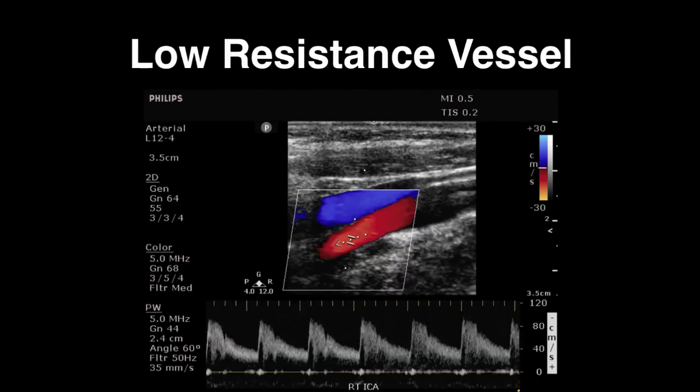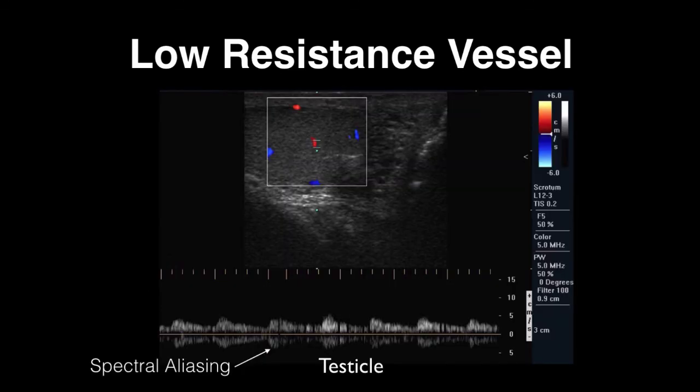Here we have a low resistance vessel, the internal carotid artery, and here you can see the different spectral waveform. You've got your peak systolic velocity, here's your end diastolic velocity, and you can see that there's a greater degree of forward flow during diastole here, and that's what you would expect. Here's another low resistance vessel.